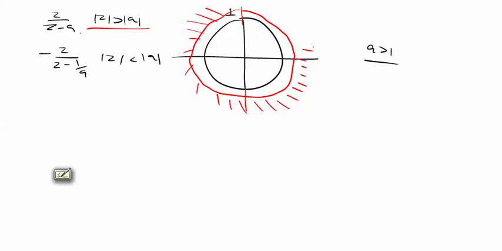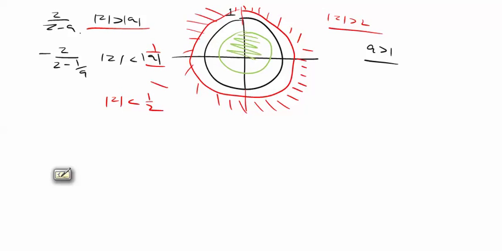Exterior of the circle. In the second case, a is also greater than 1, so the ROC is 1 upon a. In the first case I took 2 as an example, so the ROC is greater than 2. In the same case, it is less than half, which means in the second case it is the interior of the circle. There is no common overlap area, which means no Z transform exists in the second case.